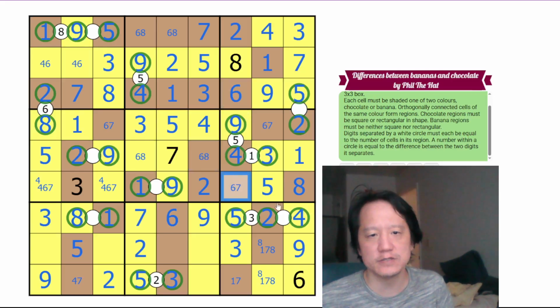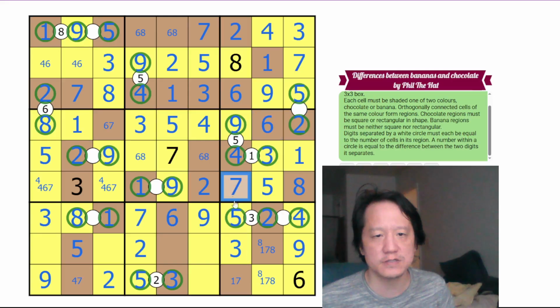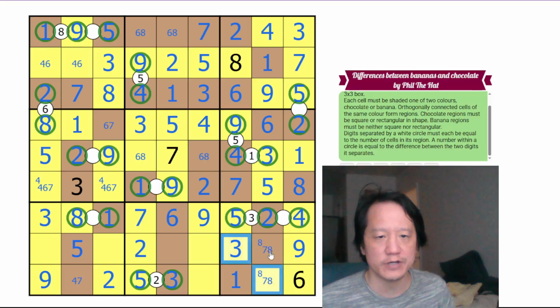6 eliminates 6 here, so it's 7, which makes that 6. 7 eliminates 7 here, so it's 1. So neither of these could be 1. It's 7, 8 as a pair. 7 eliminates 7 here. 6 eliminates 6 here. So this is 7. Therefore, the rest of the box is not 7.